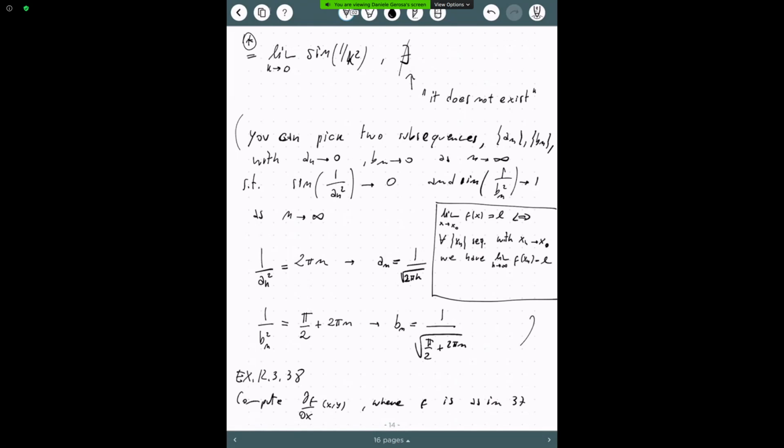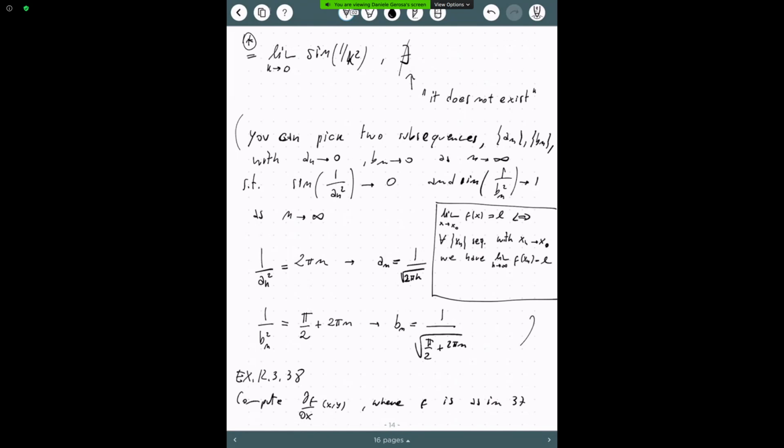How do I choose them? I choose them in a way that I produce different limits. I cherry-picked them because it's enough to find two, right? So I engineered them in a way that they have this property.